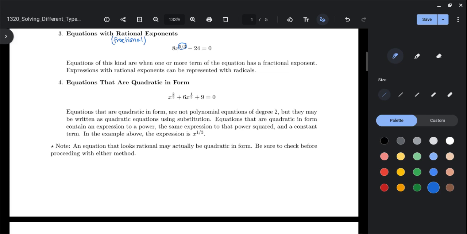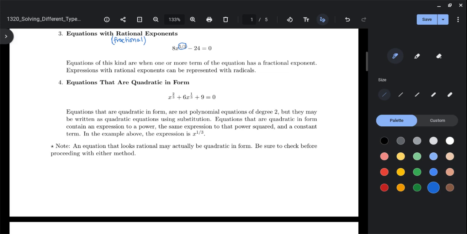And another thing to note is that expressions with rational exponents can actually be represented with radicals. So we can use very similar techniques that we do for radical equations. And again, this is something that we'll go into more detail in with upcoming videos. The very last type of equation we're looking at is equations that are quadratic in form.